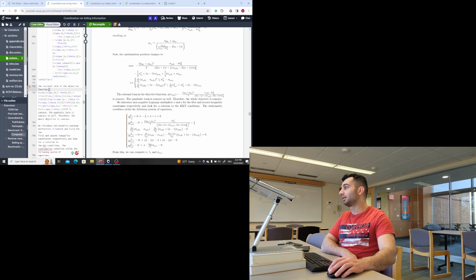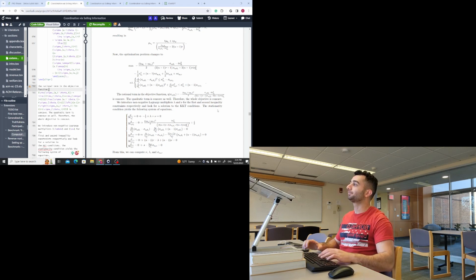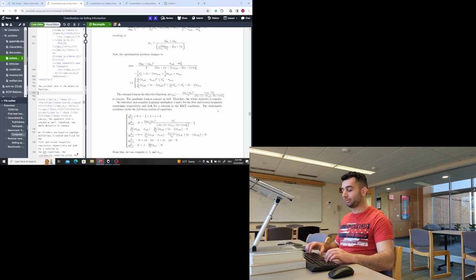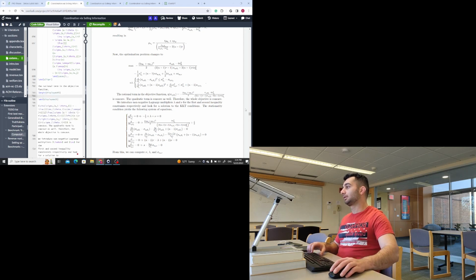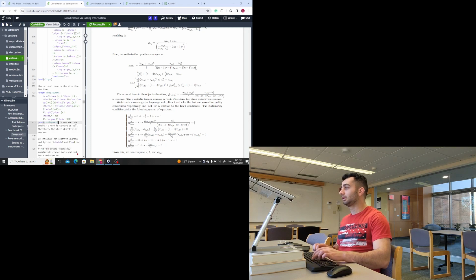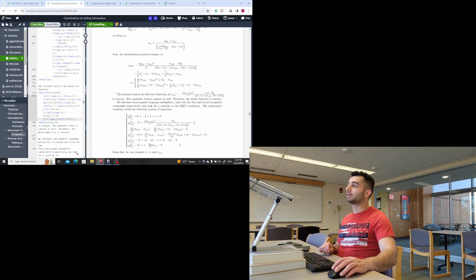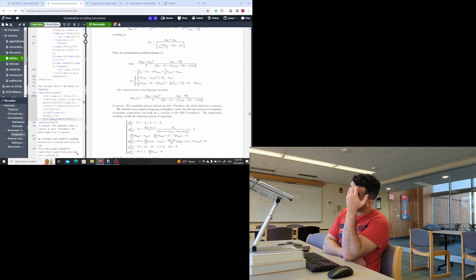What if I use it as a display math? This inline writing doesn't look good, to be honest. Looking at display math, it's concave. Right, that looks much better. The quadratic term as well, therefore the whole objective is concave.